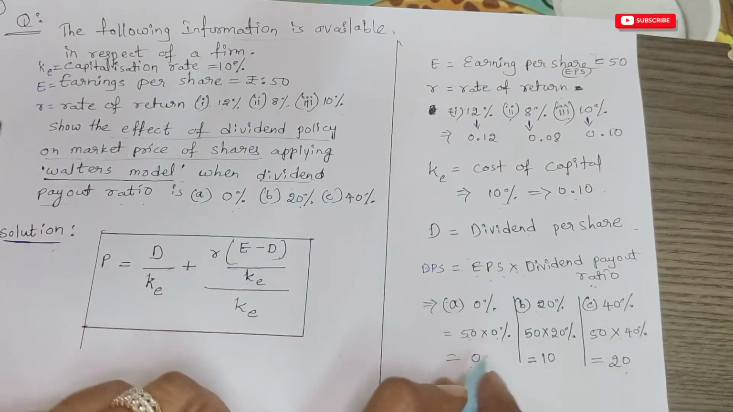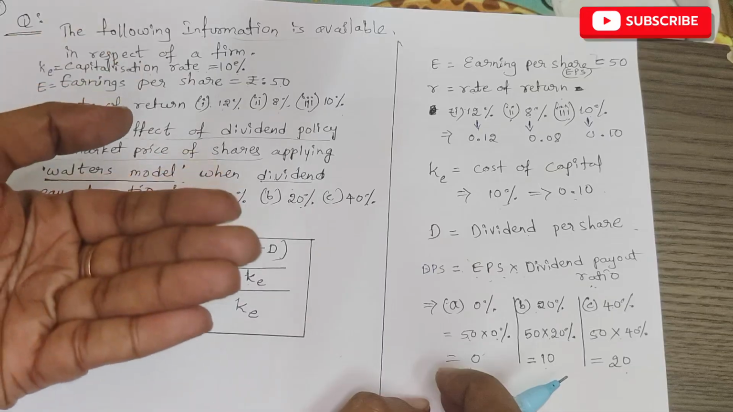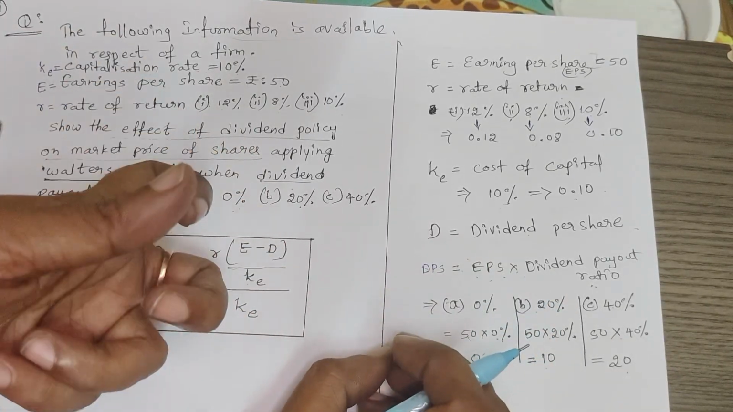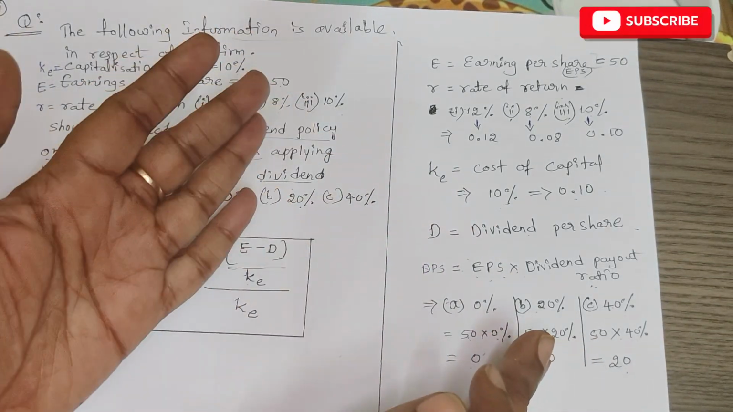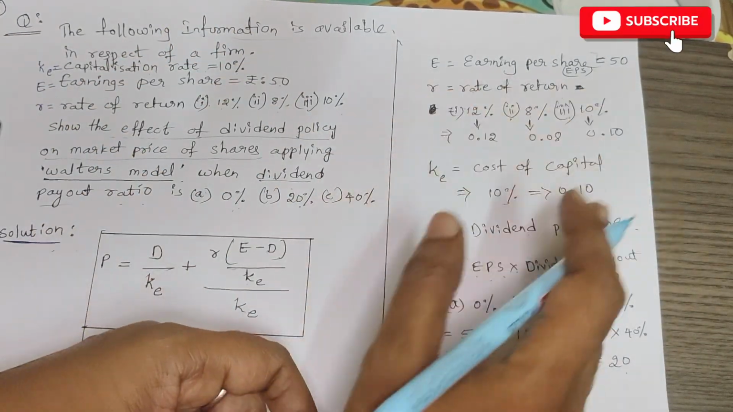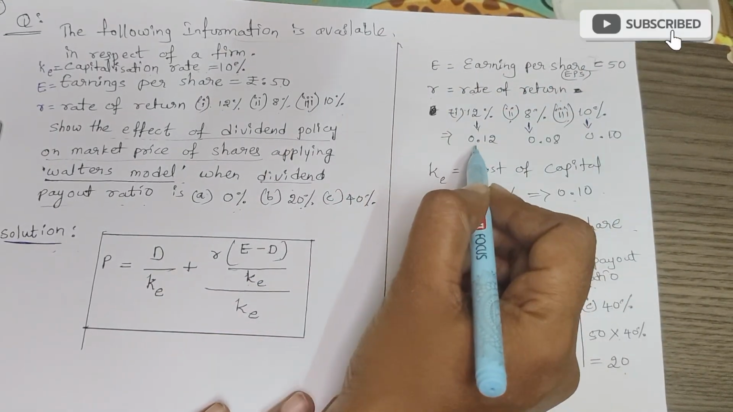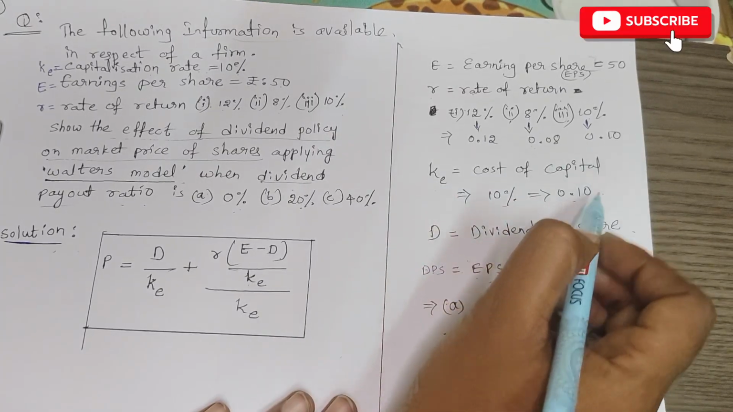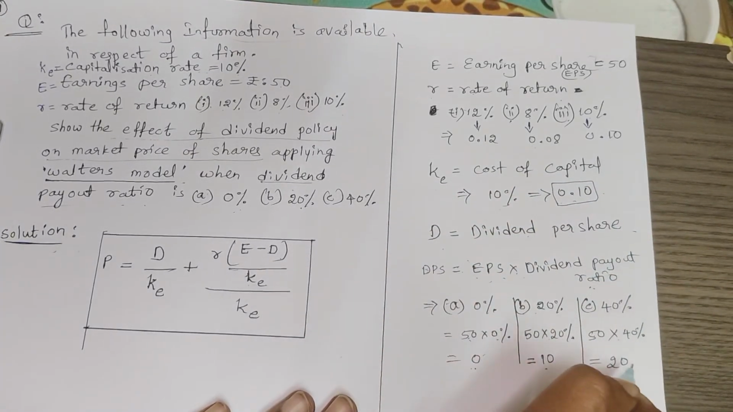So while calculating, you need to take these values, not percentages. Okay, so some problems having direct values, some problems having percentages. If you have percentages, just convert that percentages into values. Otherwise, you can take directly. Okay, clear? So these are the values given in the question. E is equals to 50, R is equals to 0.12, 0.08, 0.10, and K is equals to 0.10. D is equals to 0, 10, 20.